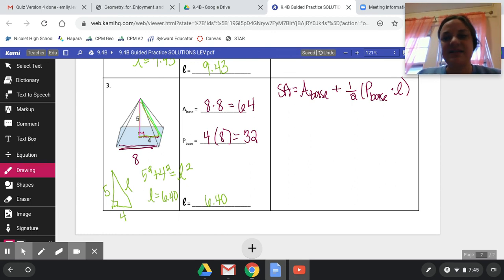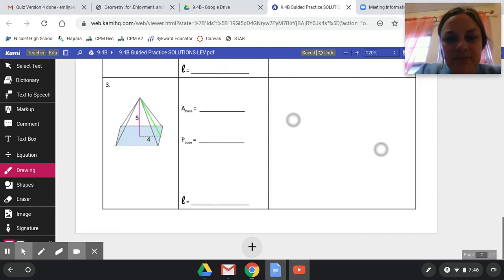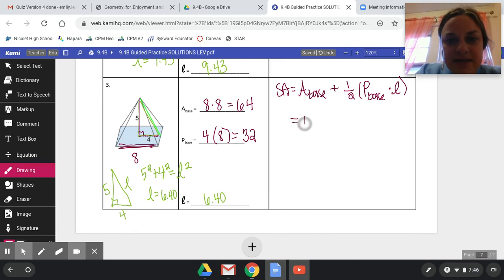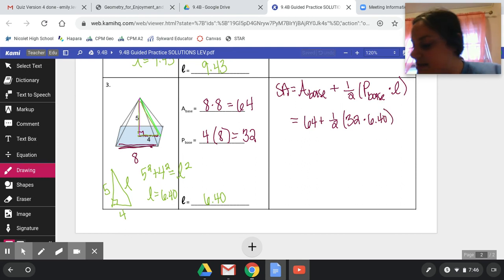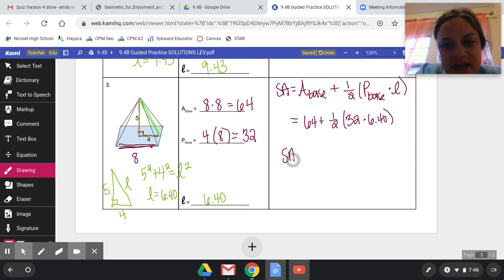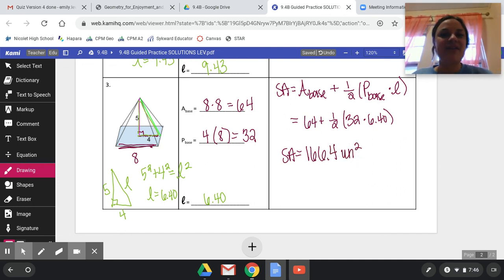So base is the base, and then that second part gives me the area going around the triangular sides or faces, okay? So area of the base is 64 plus 1/2 times the perimeter of my base is 32 times 6.40 is my slant height. All right, so I get my full surface area is equal to 166.4 square units. And that is my final answer.